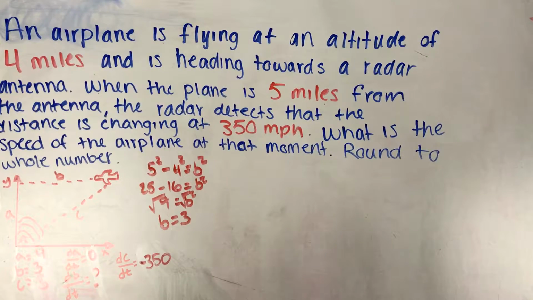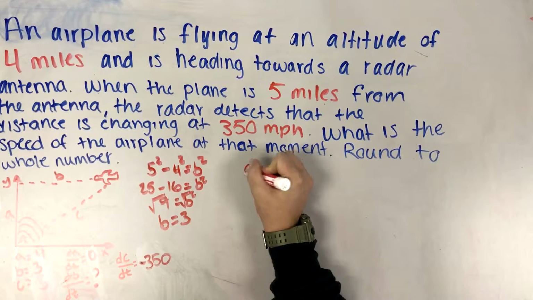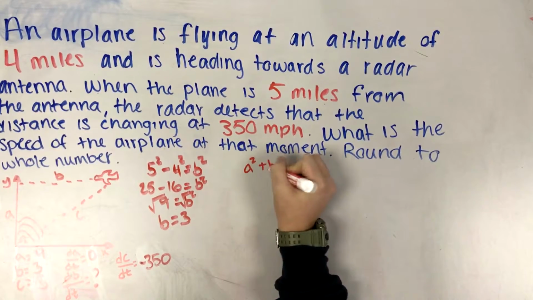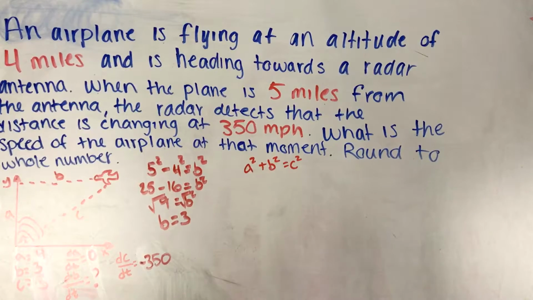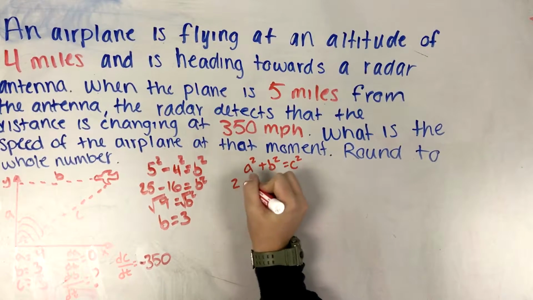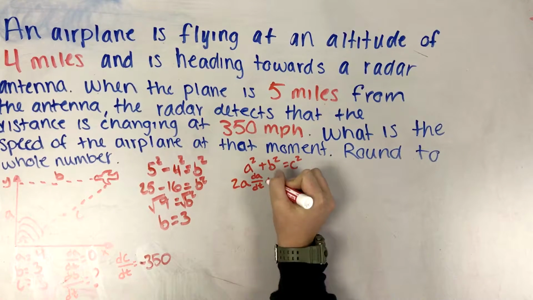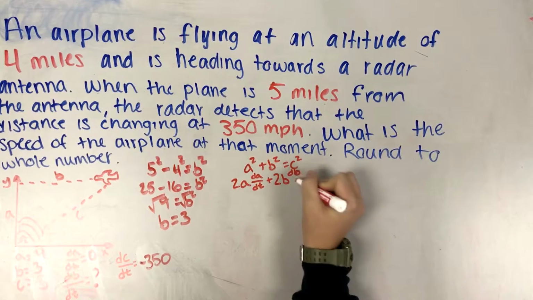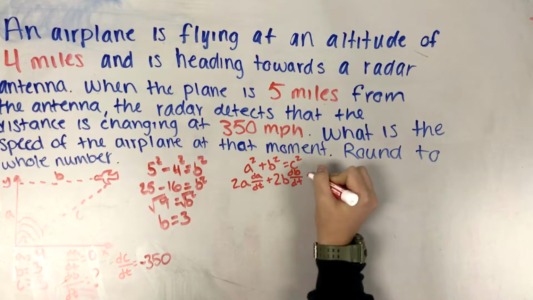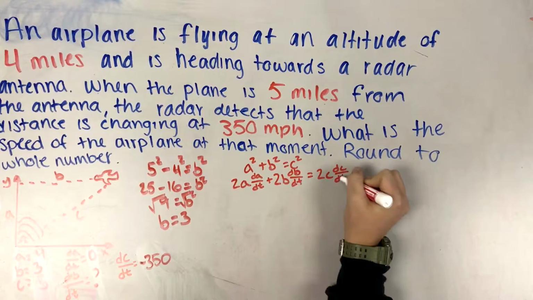Now we are going to solve the problem. First, write down the equation that you will be using. So in this case, we'll be using the Pythagorean theorem. So a squared plus b squared equals c squared. Now, take the derivative. So 2a dA over dt plus 2b dB over dt equals 2c dC over dt.